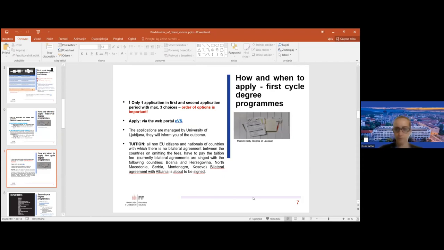If I continue, how and when to apply, we checked the deadlines. And now I will give you some more information. You give one application in the first and second application period with, of course, a maximum of three choices. And it is very important that you write the right order of options. So you always write your first priority in the first place. This is very important because that's how you will be chosen based on your priorities. So you apply via the web portal EVŠ. The applications are managed by the University of Ljubljana, and they will also inform you on the outcome. So if you are accepted, the Faculty of Arts will inform you how to enroll later on.